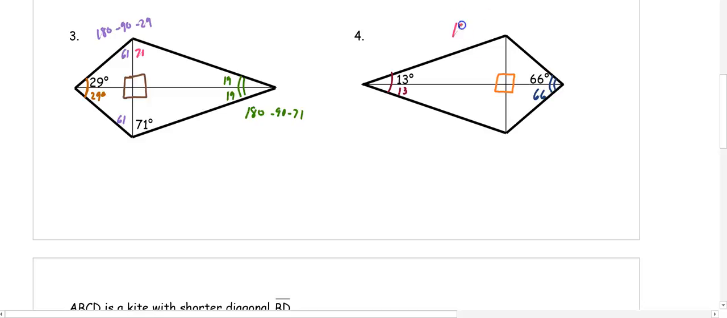So in the first triangle, we have 180 minus 90 minus 13, which gets us 77 degrees in both triangles. And for the other missing angle, 180 minus 90 minus 66, and we get 24 and 24.